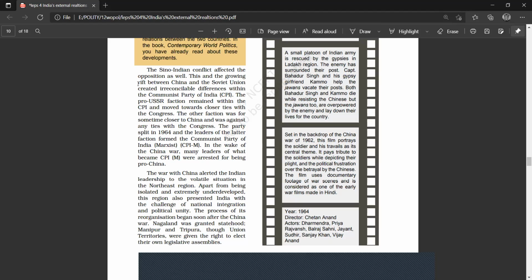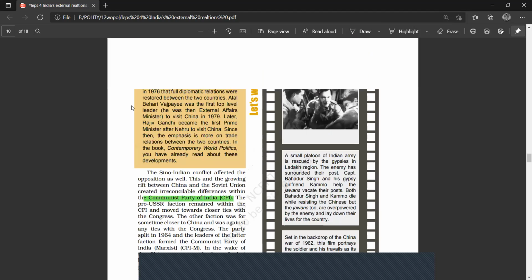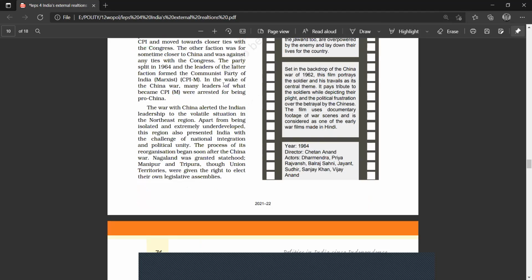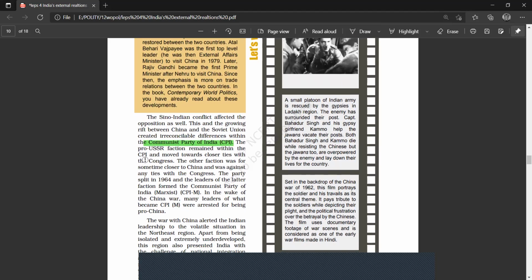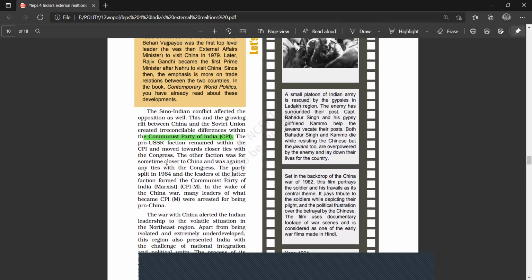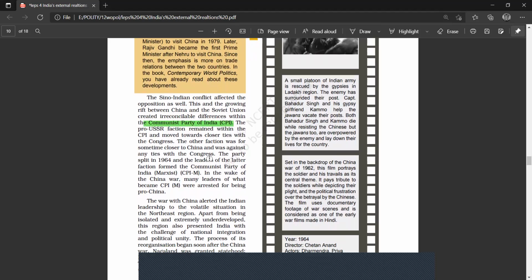This and the growing rift between China and the Soviet Union created irreconcilable differences within the Communist Party of India, the CPI. Ladies and gentlemen, students, everyone, please pay attention to this. The first mention of CPI is here. The pro-USSR faction remained within the CPI and moved towards closer ties with the Congress. Another faction was closer to China and was against any ties with the Congress. The party split in 1964, and the leaders of the latter formed the CPI Marxist, the CPIM.